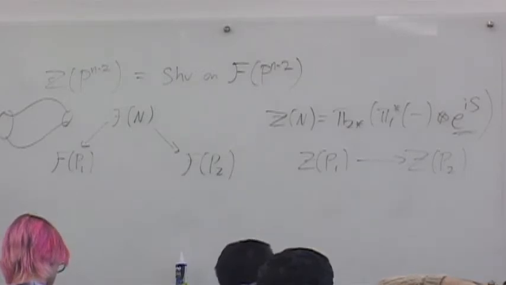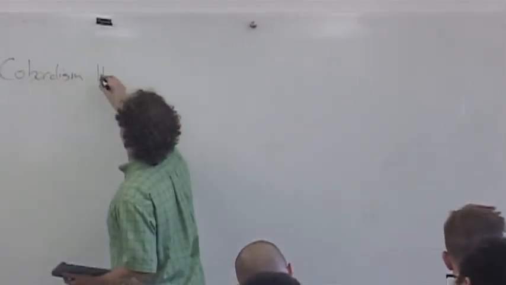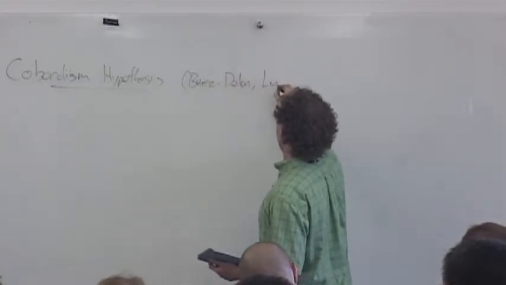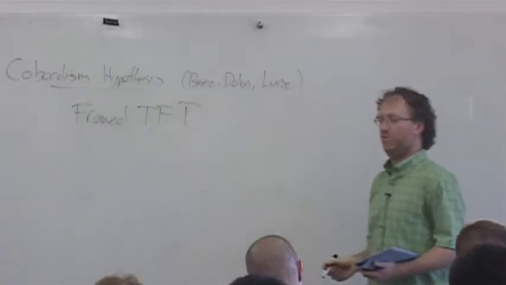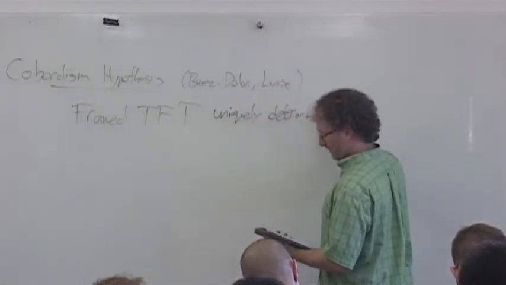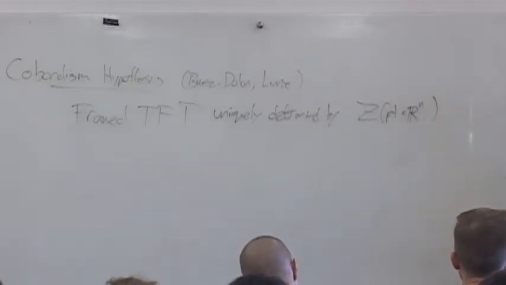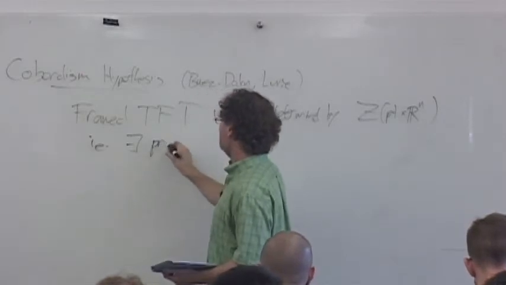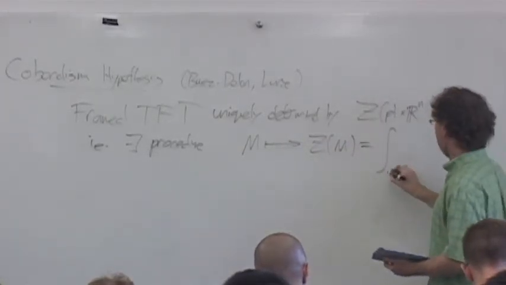Yes. OK, let me just state the cobordism hypothesis in some rough form, and that's going to be our guide. So the cobordism hypothesis, formulated by Baez and Dolan and proved by Lurie, says roughly that a framed topological field theory, in other words, if I'm going to keep track of manifolds with framing, is uniquely determined by Z of a point. But really, maybe again, I'm going to think of this as Z of R^n. So I'm going to introduce some very misleading notation. There exists some procedure, which I'll denote by M goes to Z of M, which is the integral over M of Z of R^n.